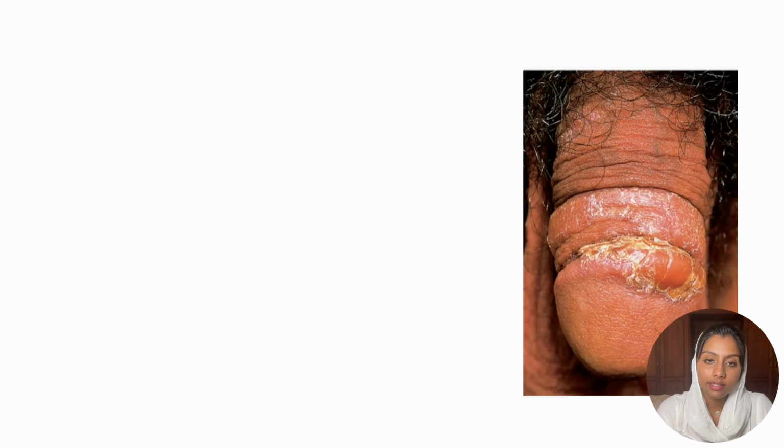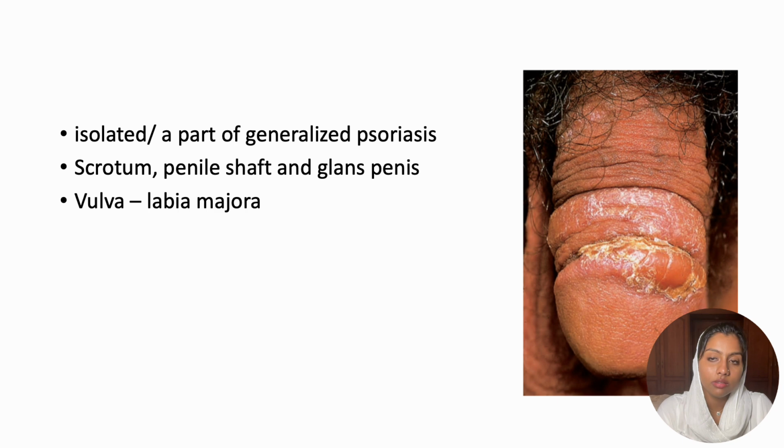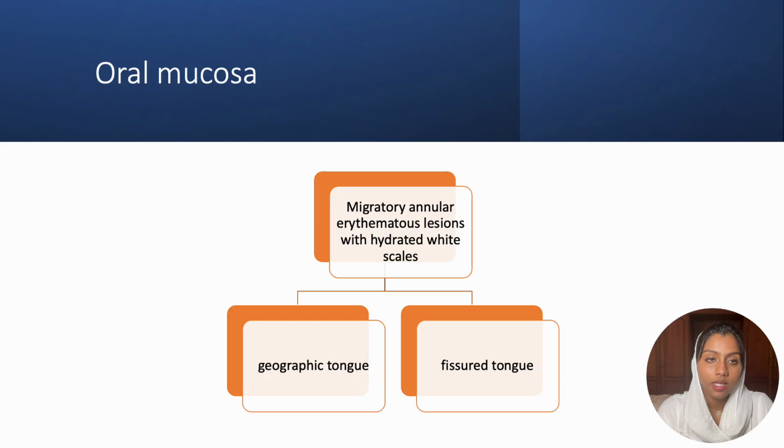Coming to the next clinical scenario, here you can see a very well-defined plaque on the penis with erythema and scaling. So this is genital psoriasis. This generally involves the scrotum. It can involve the penile shaft and the glans penis. And there can also be involvement of the vulva in females, basically the labia majora.